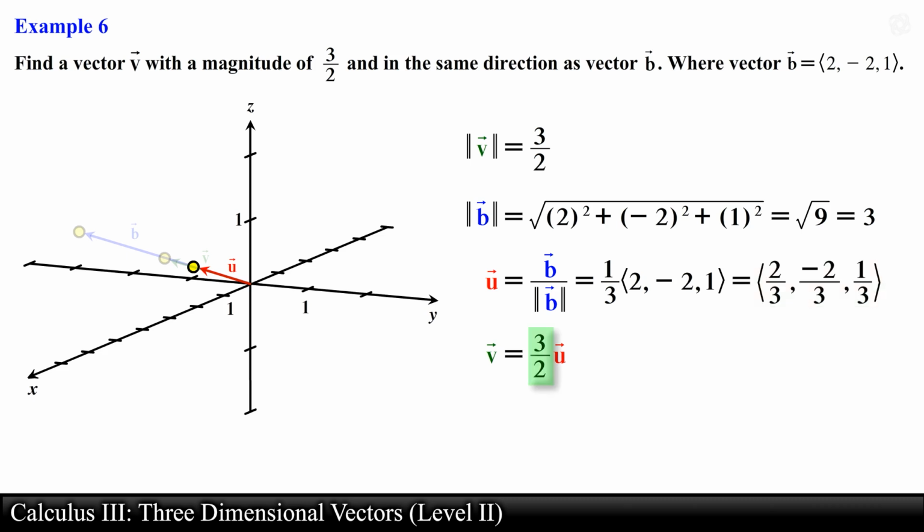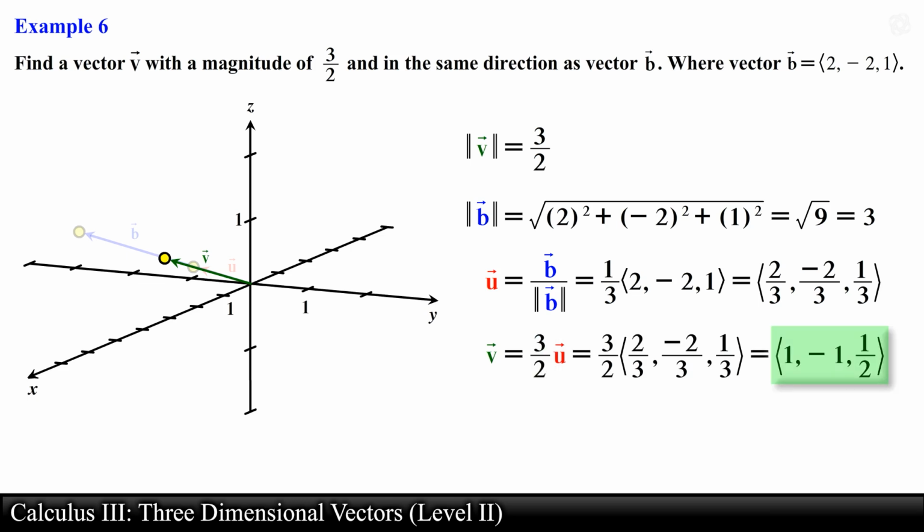Now it is just a matter of multiplying this unit vector by the magnitude of vector v. Since the unit vector points in the same direction as vector b, it is just a matter of scaling the vector to the appropriate magnitude, in this case, 3/2. Doing that, and simplifying the expression, we obtain 1, -1, and 1/2 for the components of vector v. This vector has a magnitude of 3/2 and points in the same direction as vector b.